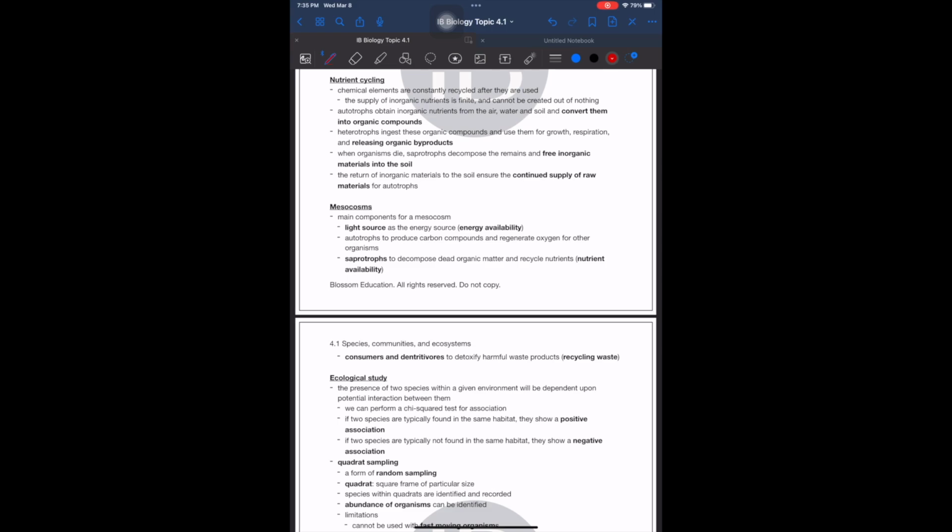We would also have to have saprotrophs to decompose the dead organic matter from within the mesocosm, and then we would recycle the nutrients, and therefore this would be a form of nutrient availability. And finally, we would also have consumers and detritivores to detoxify any harmful waste products, and therefore this is where waste is recycled. So the three things that we need are energy availability, nutrient availability, and recycling the waste products.